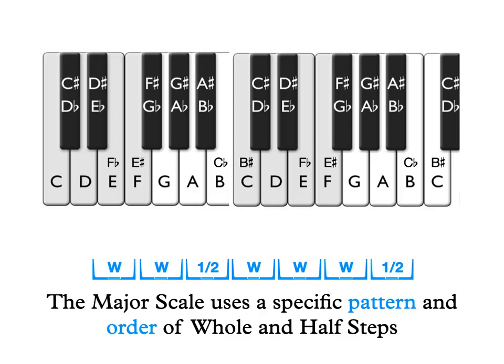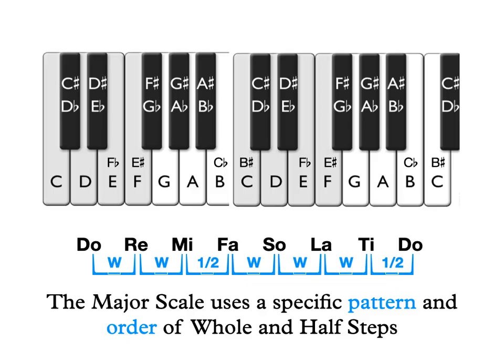Okay. And if we use the solfege, which we're used to hearing with our ear, do, re, mi, fa, sol, la, ti, do, you'll notice that between mi and fa and ti and do are half steps. So between the third and fourth note and the 7th and 8th note. It is what we know as the major scale.